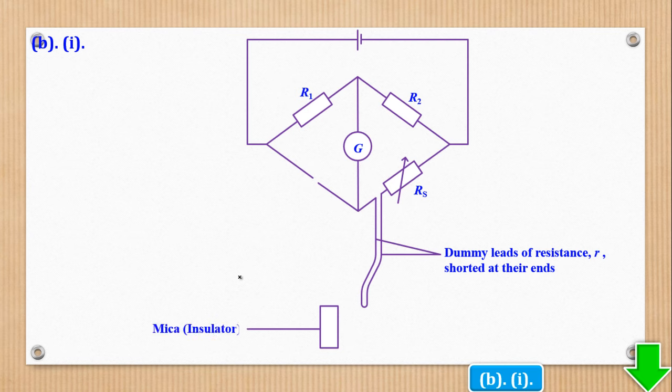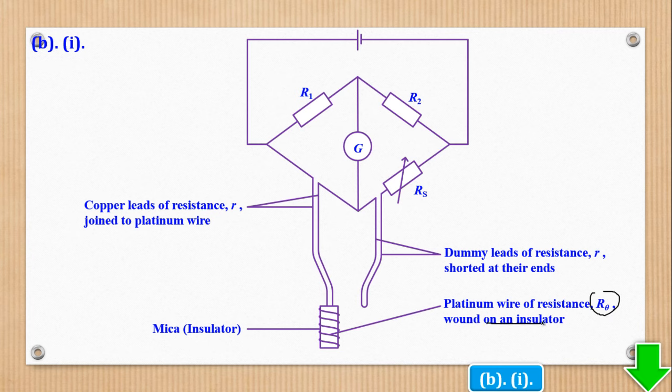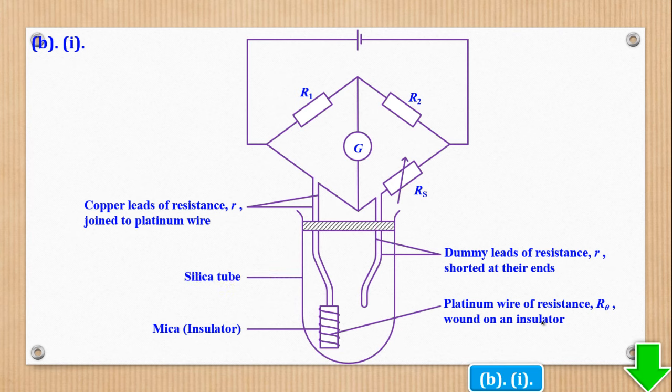Then here we shall also have an insulator with copper leads of resistance r. So I think you realize something about this resistance: they are the same. Joined to platinum wire, so we shall wind platinum wire on this insulator, and that will be platinum wire of resistance R theta wound on an insulator. Then you shall need an enclosure, that will be a silica tube.